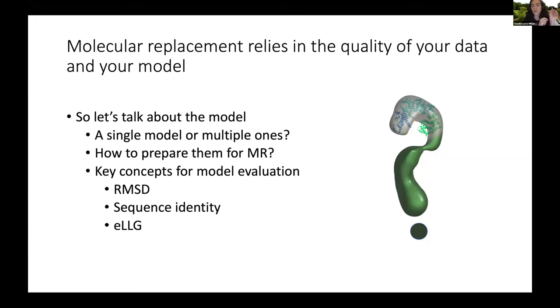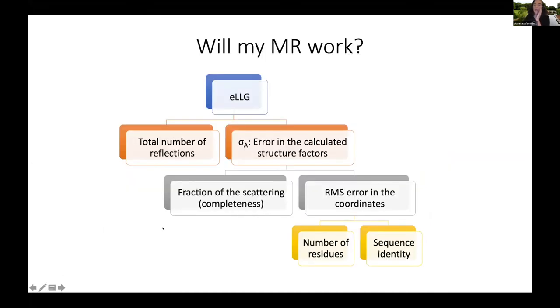And I also would like to go very quickly over a few of the concepts that are very relevant for model evaluation prior to running the molecular replacement and in the molecular replacement itself, which are the RMSD, so the deviation, the sequence identity, and the expected LLG that also Randy mentioned. So I'm going to start first with the expected LLG. The expected LLG is a score that is telling you what is the log likelihood gain score that you will expect for a correctly placed solution.